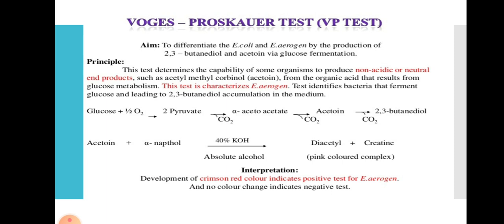So in this experiment, the result or interpretation is development of a crimson red color indicates a positive test for Enterobacter aerogenes, and no color change indicates negative test, which is observed in case of E. coli.